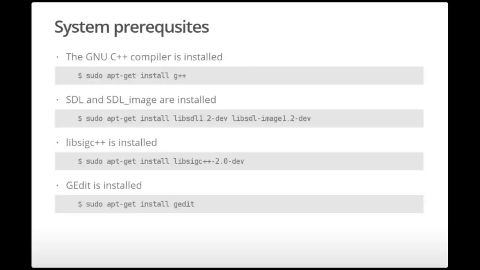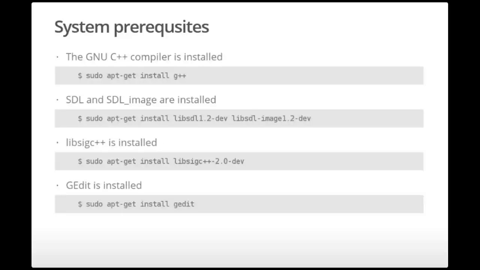There are some system prerequisites. If you've got a Raspberry Pi computer, it'd be great if you could get the Raspberry Pi version of Debian called Raspbian running on it, and then you need to have a GNU C++ compiler, apt-get install g++. You need to have the SDL and the SDL image development packages. These are on top of the packages you need to run actual games. These are the ones that we need to develop games against.